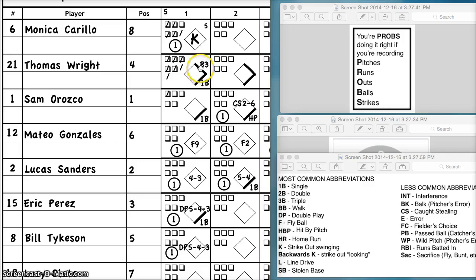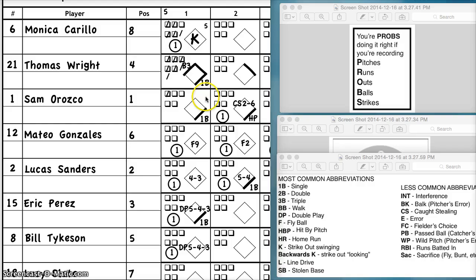If he had gotten all the way to third, then we would fill in the line to third and write B3 over here. We wouldn't have to write anything over here because it would be assumed that B3 is the reason that he got to second and third. So that's how that's noted when you're advanced by another batter.